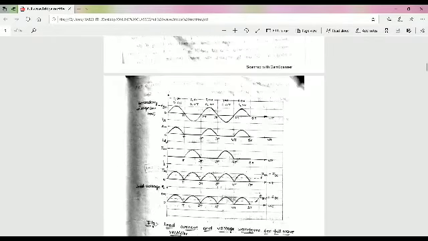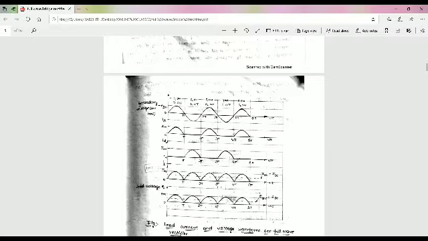So this is the output waveform. This is the full cycle. Diode D1 conducts only positive cycles. The negative half cycle does not conduct. There is no current. Only positive cycles will conduct.